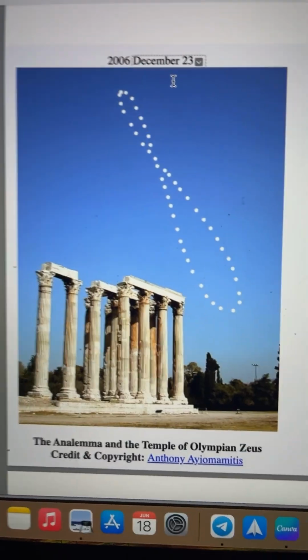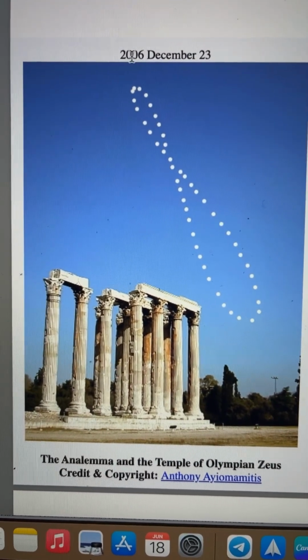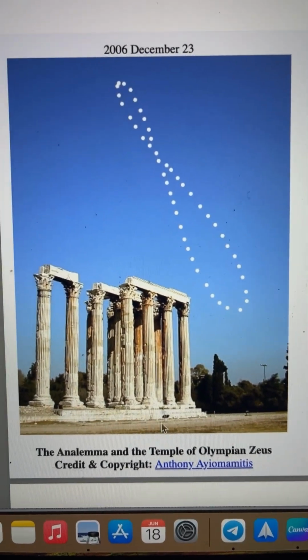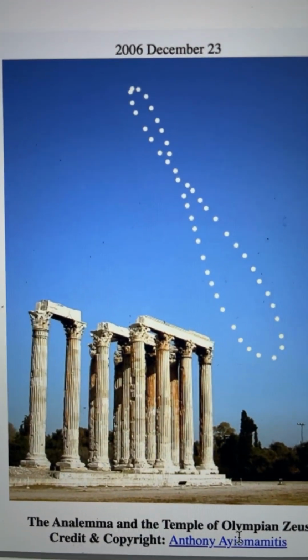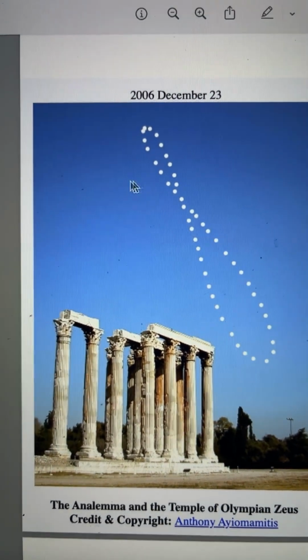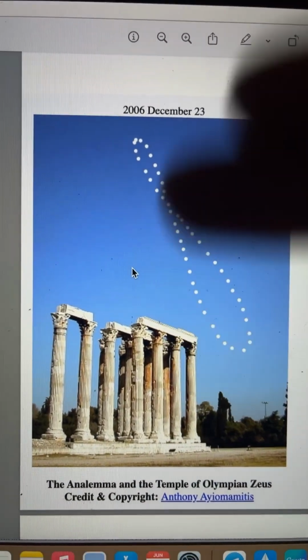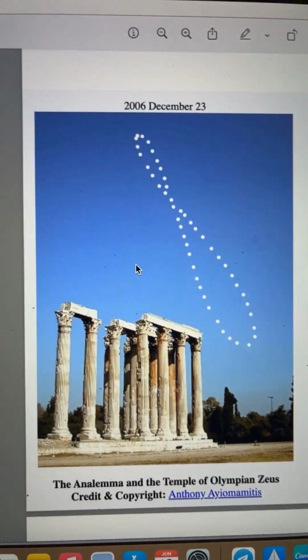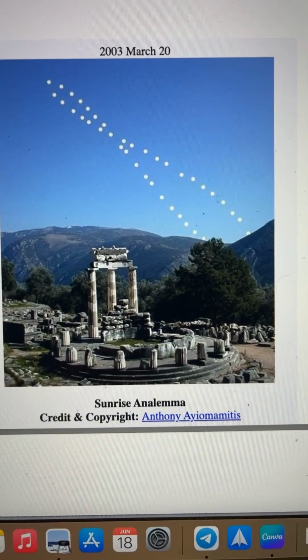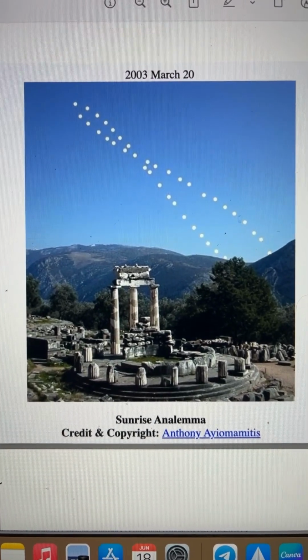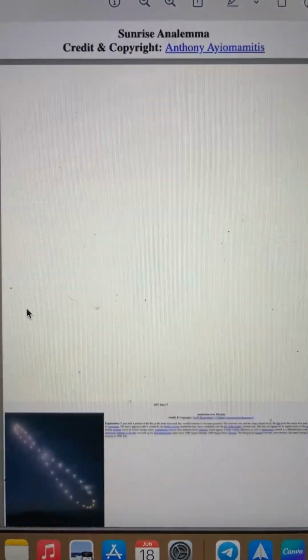Then I just wanted to show you a couple other pictures. This is from December 2006 over the temple of Olympian Zeus, an analemma. So someone, I guess, stayed there every day for a year taking pictures so that they could capture what this would look like after a year. This looks like it's over Greece or somewhere like that too. This is 2003. This is, I think, in Ukraine.